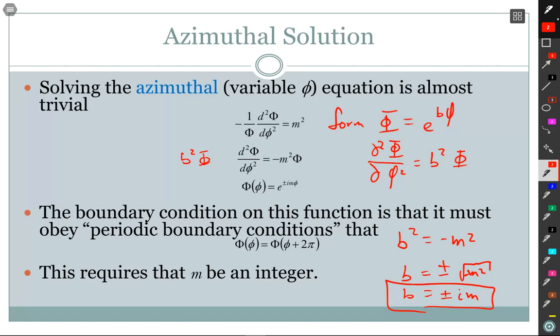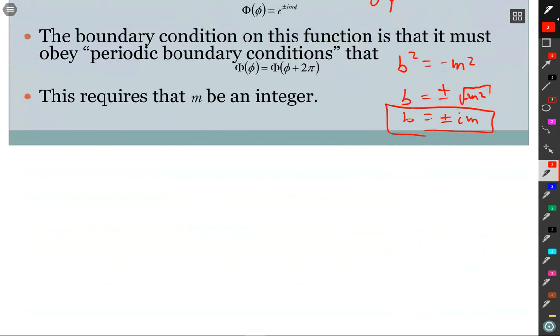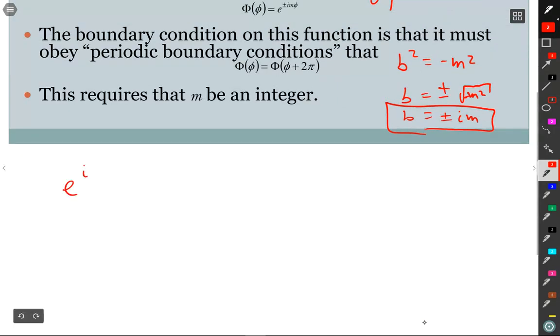So we call this a periodic boundary condition. You have to have phi of 0 is equal to phi of 2 pi. It has to repeat on itself. And so, since we have e to the plus or minus im phi, what's another way we could write e to the plus or minus im phi? Let's just do e to the im phi. What's that equal to?